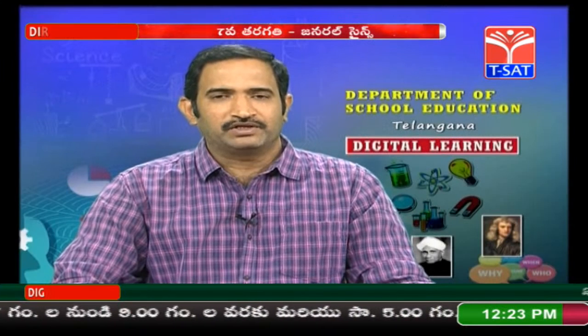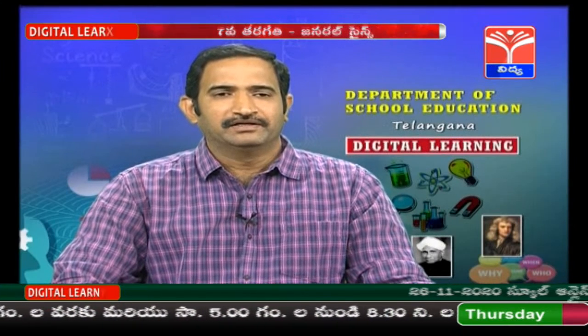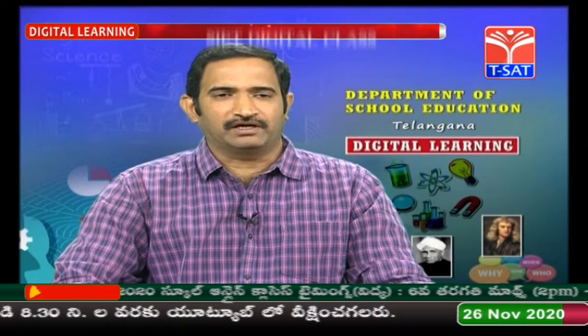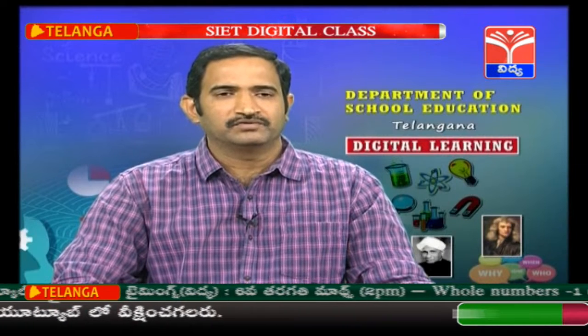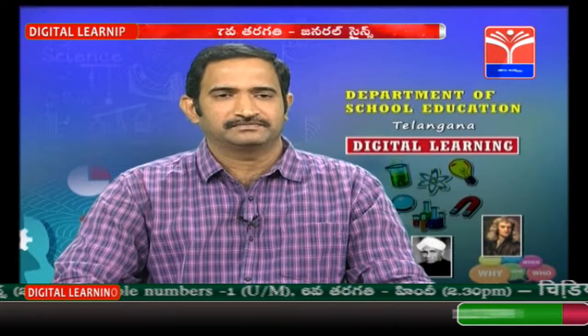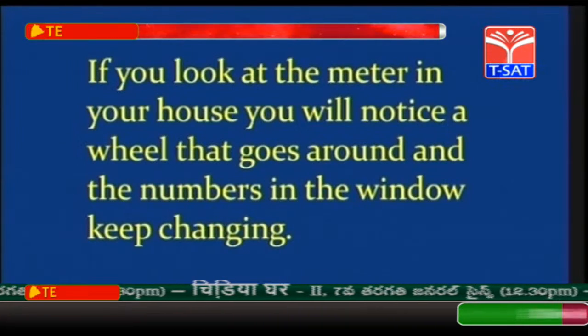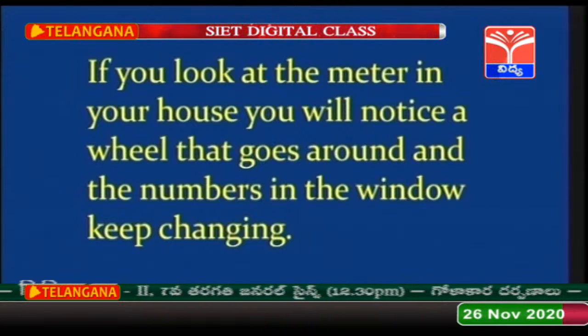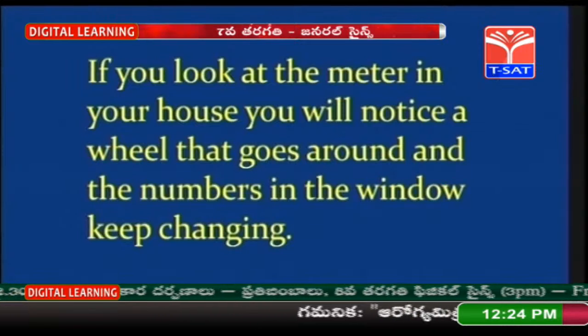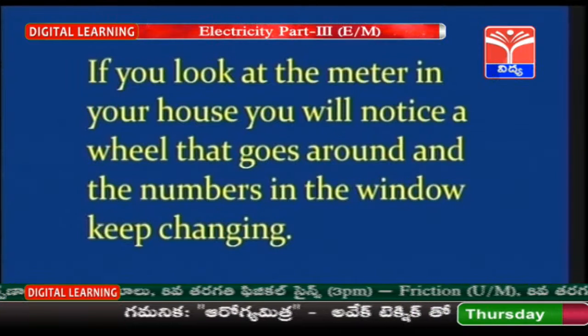Look children, the bill will be generated very easily. Now there will be a slab system. For example, in our Telangana, for 100 units of electricity there will be very little charge. Sometimes it will be free of cost also. If we look at the meter in your house, you will notice a wheel that goes around and the numbers in the window keep on changing.